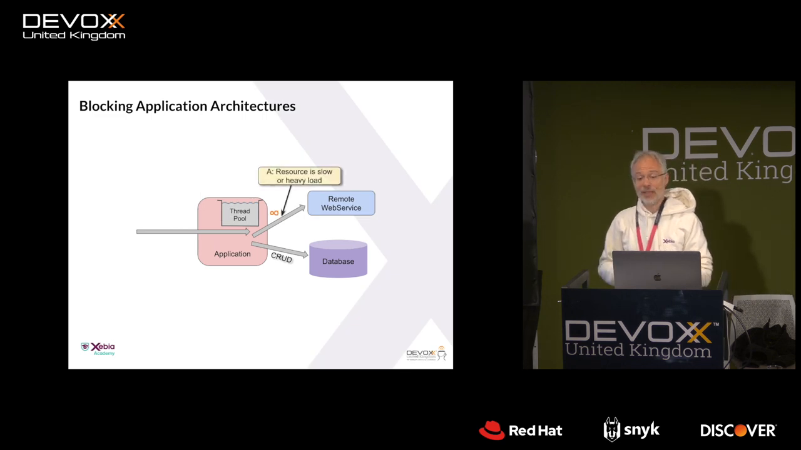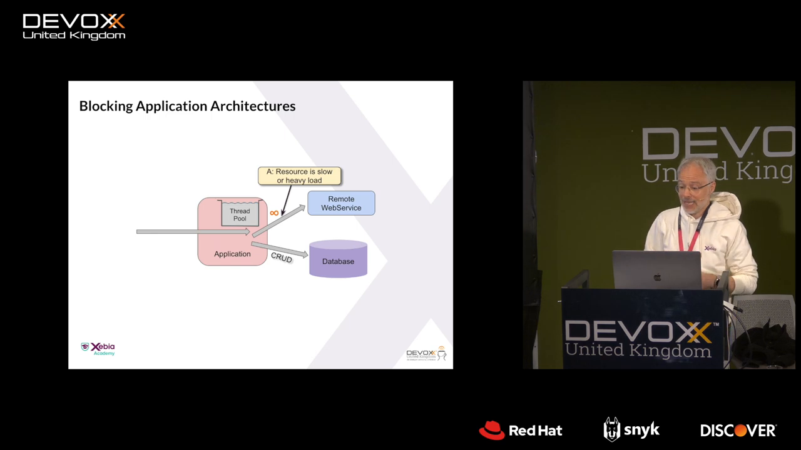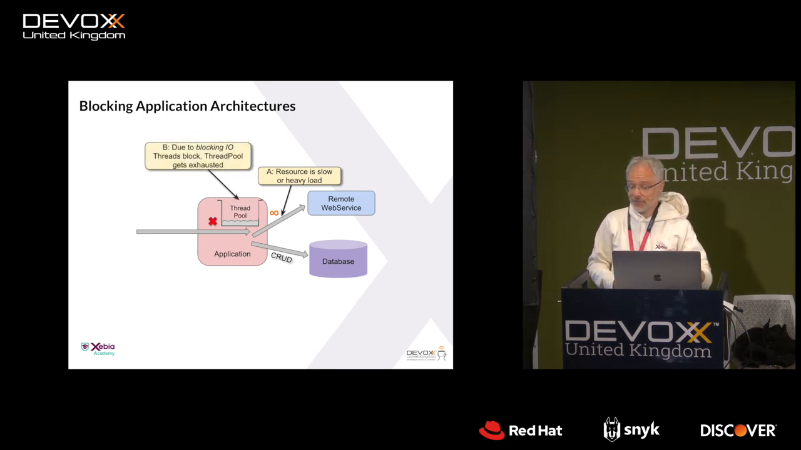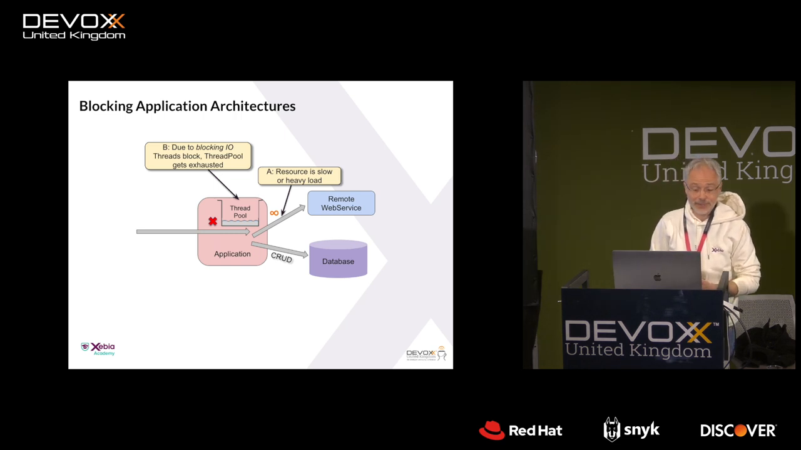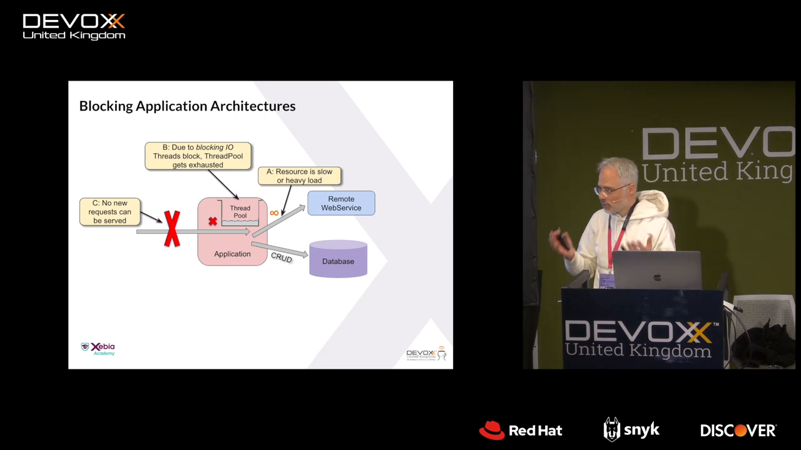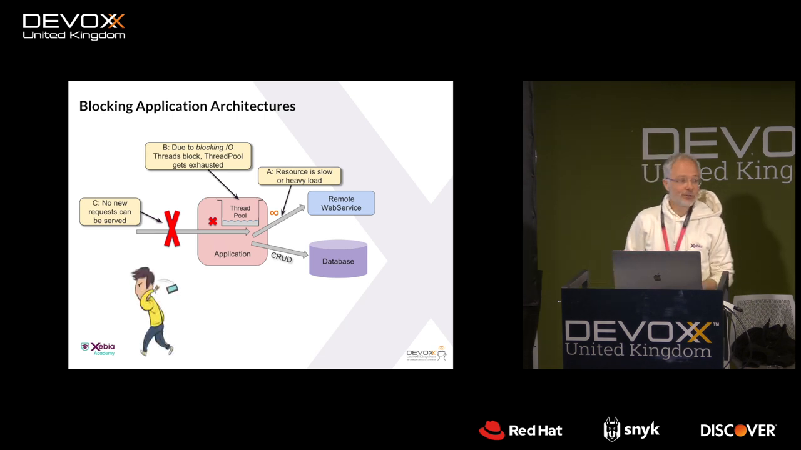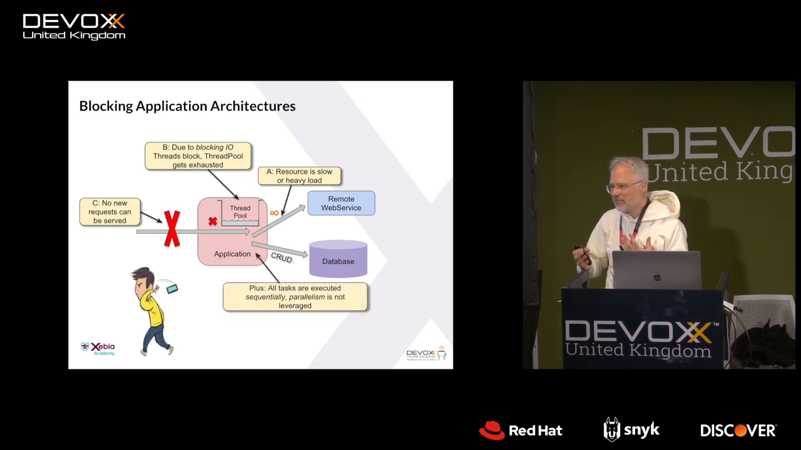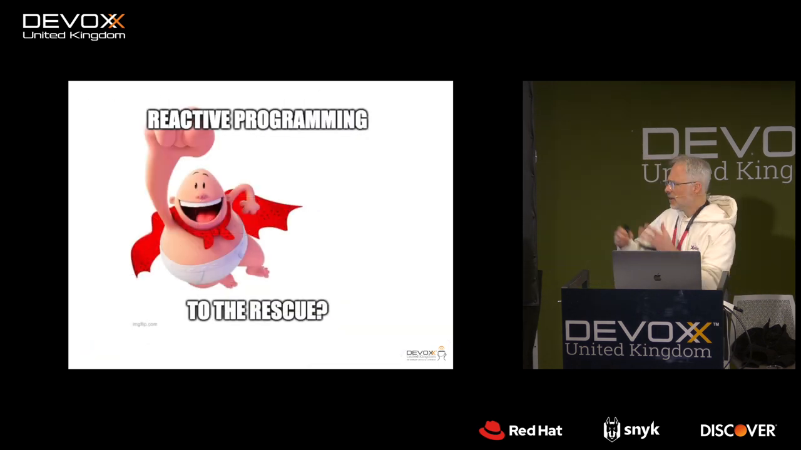What happens now if a resource becomes slow, like we mimicked with our delay? Then it might quite quickly happen, when we have a bit of load on our system, that the thread pool gets exhausted. And because the thread pool gets exhausted, we cannot accept new requests, leaving our users extremely unhappy. Besides that, we cannot leverage parallelism very easily, because it's a sequential programming model that doesn't allow for parallelism. Okay, this is nothing new.